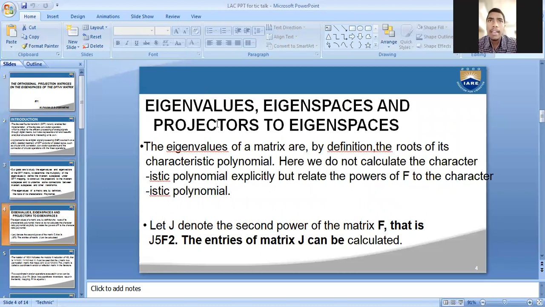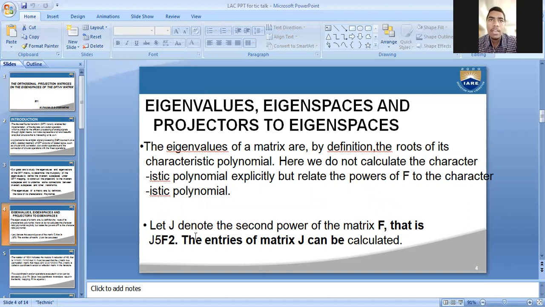Here we have eigenvalues, eigenspaces, and projectors to eigenspaces. The eigenvalues of a matrix are, by definition, the roots of its characteristic polynomial. Here we do not calculate the characteristic polynomial explicitly, but relate the powers of F to the characteristic polynomial.